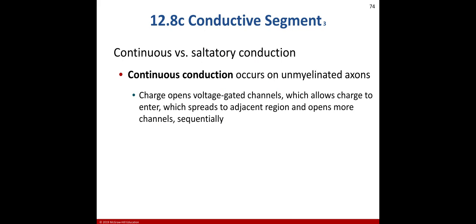In that conductive segment, there is continuous conduction and saltatory conduction. So continuous conduction is happening on unmyelinated axons. The charge opens voltage gated channels that allows charge to enter. It spreads to adjacent region and opens more sequentially. That's what you normally think of.